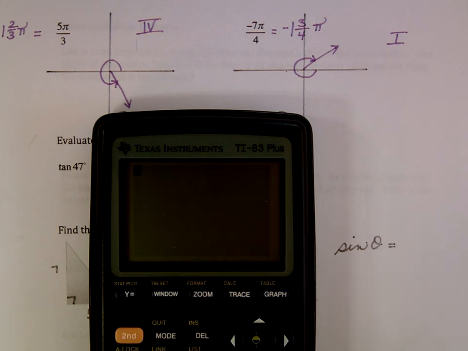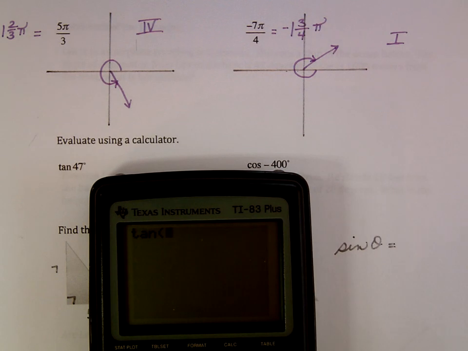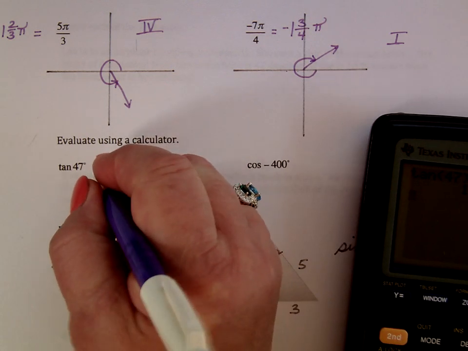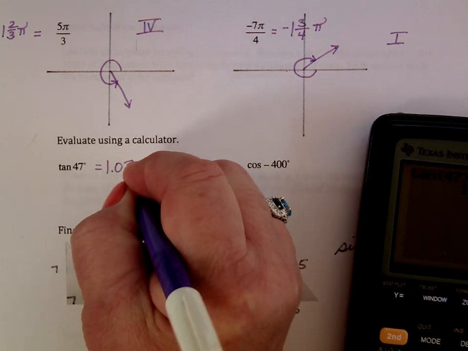I want to know what the tangent of 47 is, so all I need to do is put tangent. Let me move it down a little so you can see it. Tangent, put in 47, and then just hit enter, and it gives you a decimal. So we're going to round to 2 or 3 decimal places. This one will be 1.07. And so there's your answer here, 1.07.